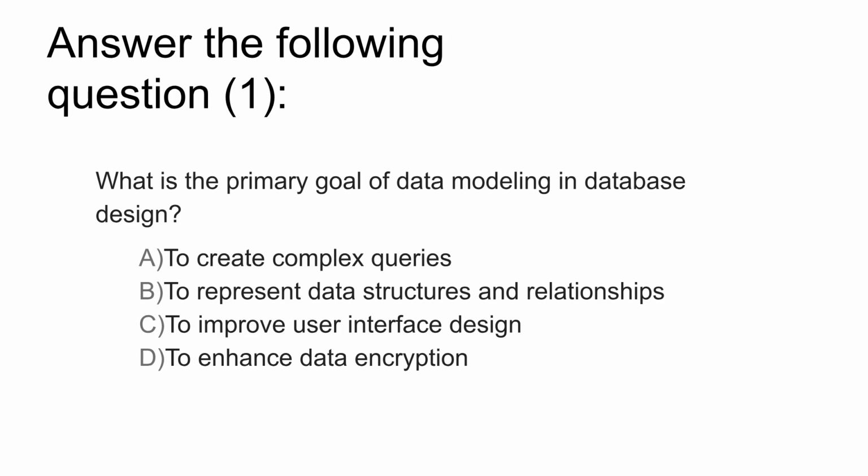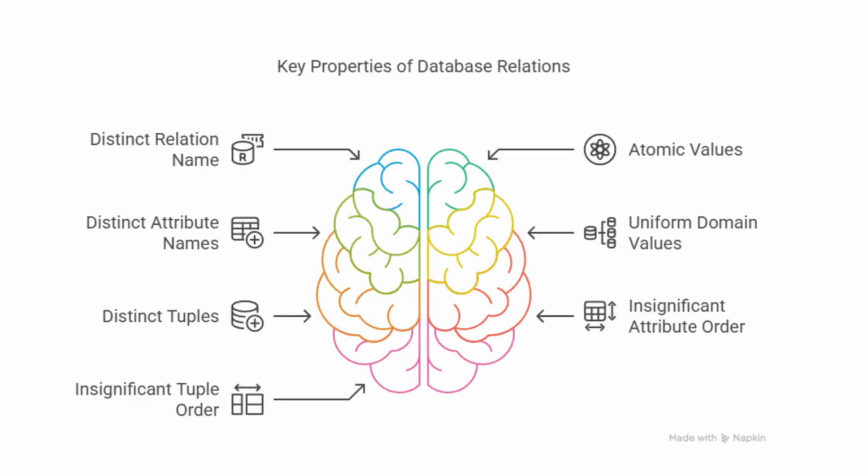Let's answer the question: what is the primary goal of data modeling in database design? A. To create complex queries. B. To represent data structures and relationships. C. To improve user interface design. D. To enhance data encryption.